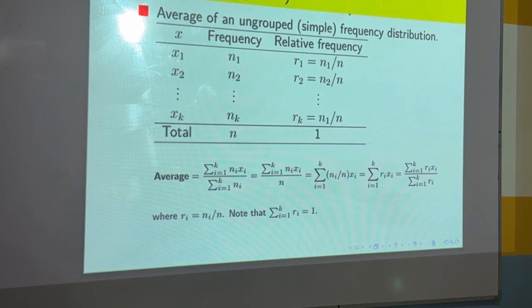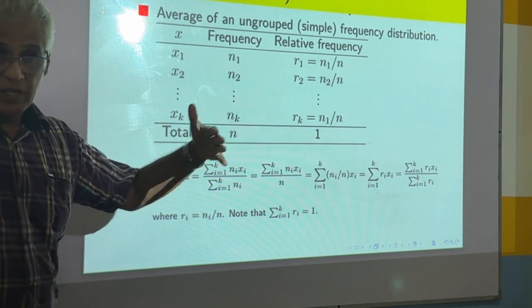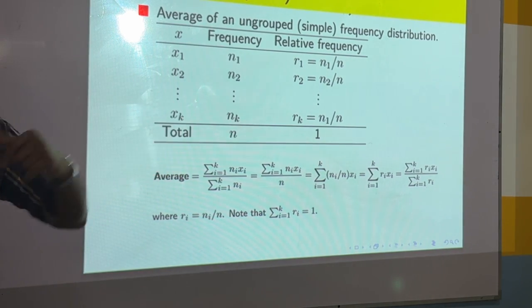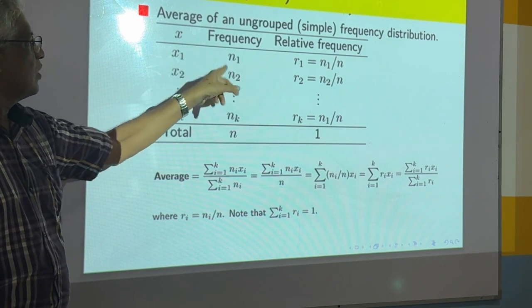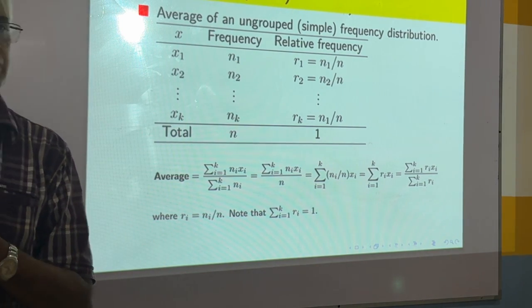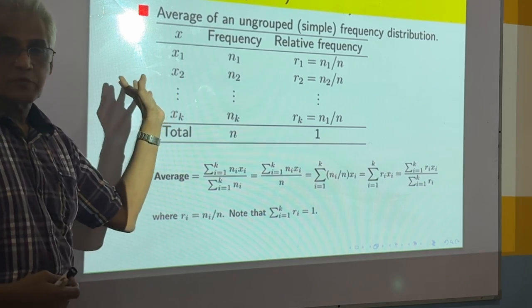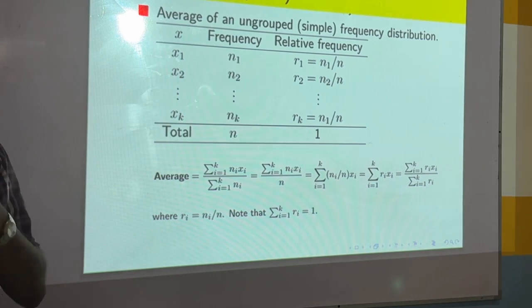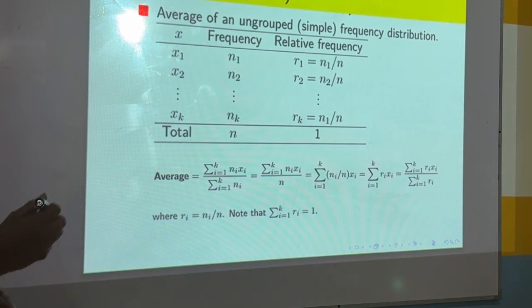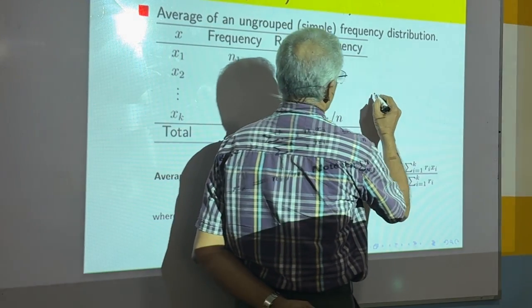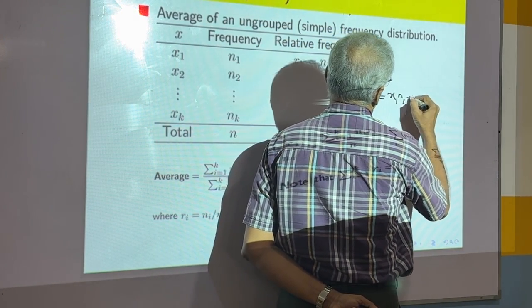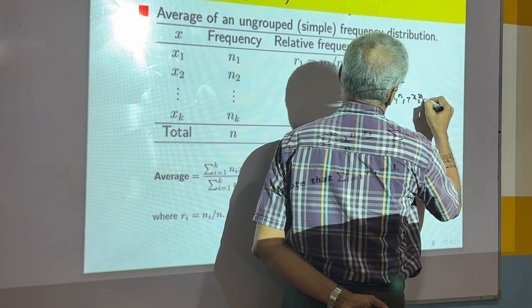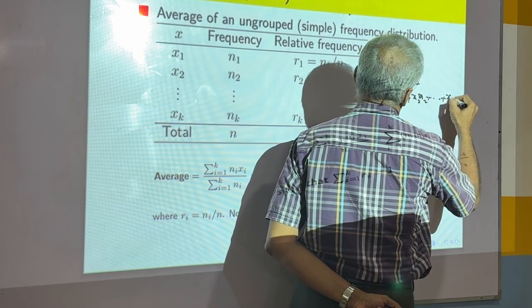Well, it's very clear. Of course, you have to add all the numbers and divide by the number of numbers. So in order to get the sum of n1 x1s, you have to multiply n1 times x1, and then n2 times x2, n3 times x3, and so on. Add all those numbers, right? So in this case, x bar will be equal to x1 n1 plus x2 n2, and so on.